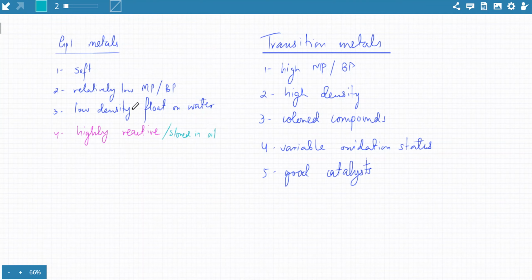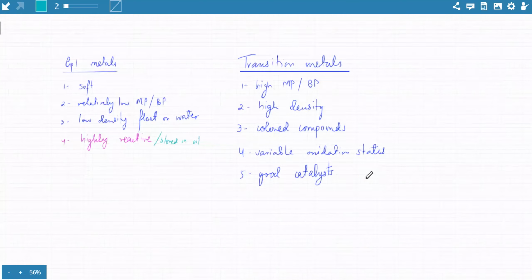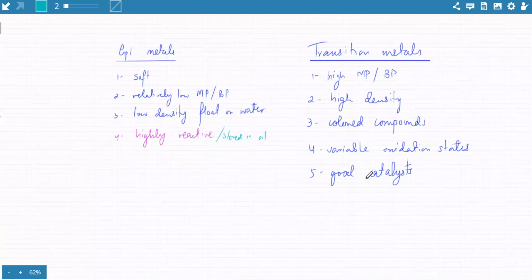They have low melting and boiling points, and low density. So remember the properties of group one metals. Transition metals, on the other hand, have different properties. They have high melting and boiling points, high density. They form colored compounds, have variable oxidation states, and are also very good catalysts. So go through this. I hope you have these boards with you. Go through this 23rd July board. This is metals and their extraction and the reactivity series.